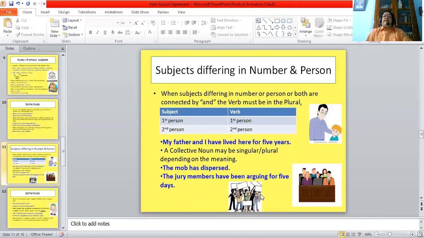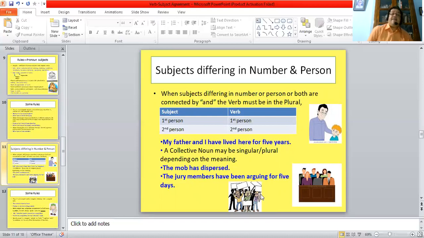Now, when we have subjects differing in number and person, what should we do? When the subjects differ in number or person or both, and they are connected by and, then the verb will be in the plural form. Like, first person will take a first person verb, and second person will take the second person form of the verb. Like, my father and I have lived here for 5 years. So, my father and I.